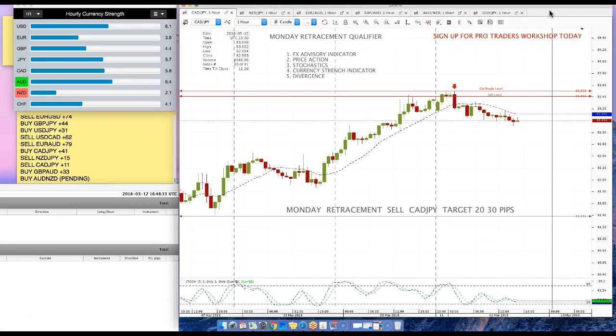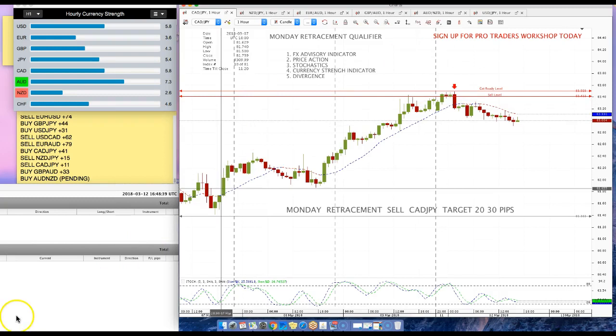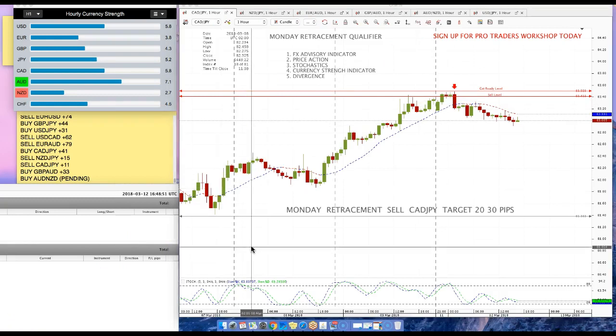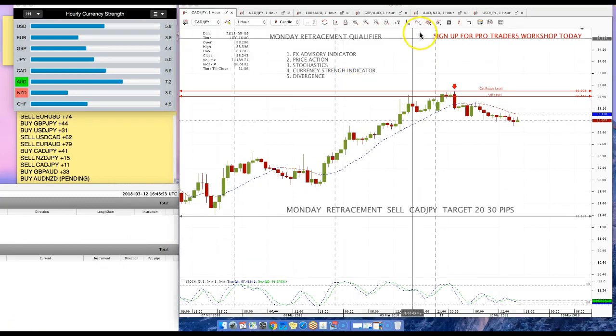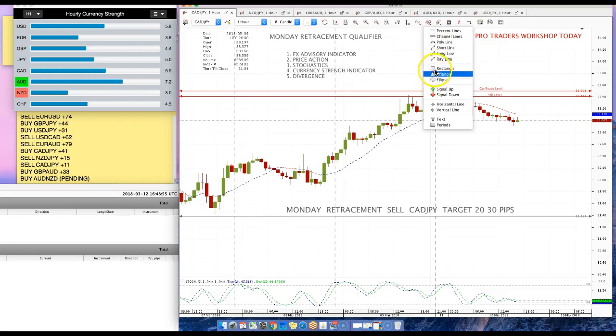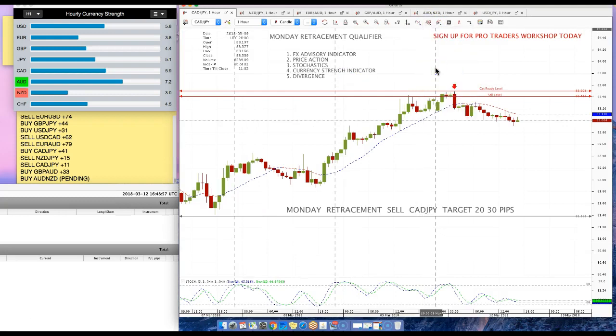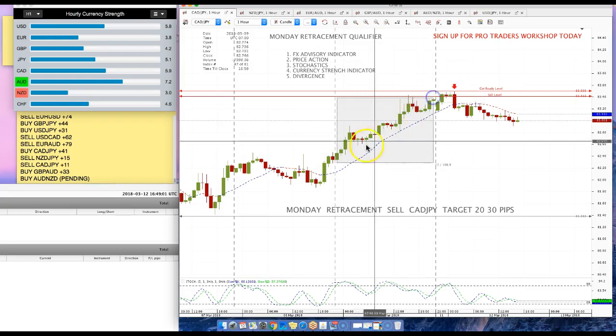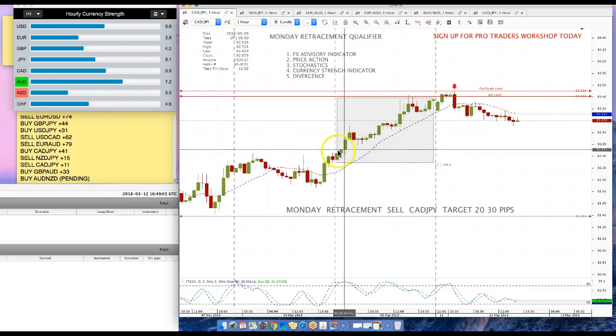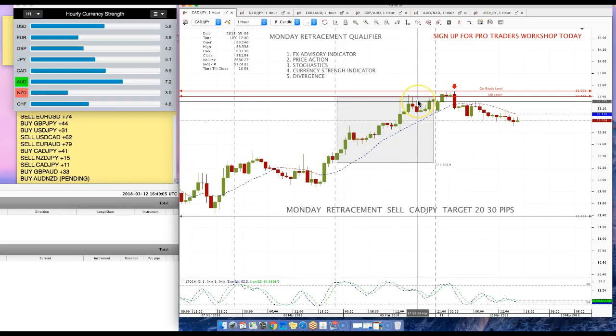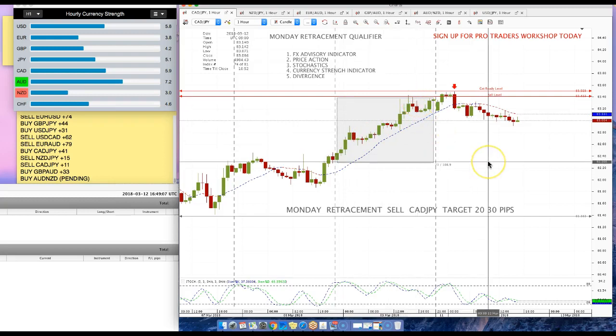So the first thing I do is look for a trade in the opposite direction of Friday. Looking at Canadian yen, I highlight Friday. Notice the market's in an uptrend. Pretty much it's put in its daily range. And then I use a few indicators.